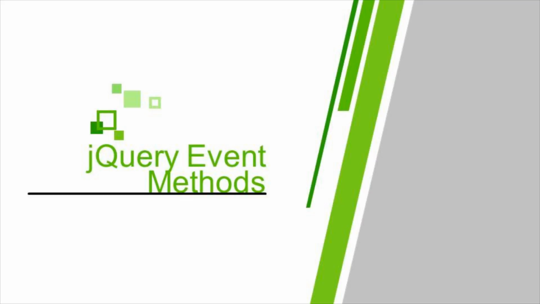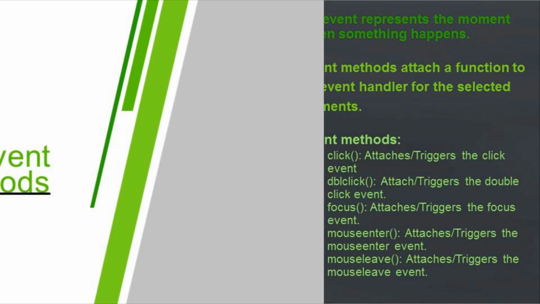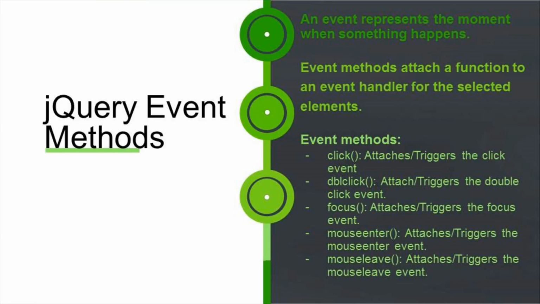Okay, so let's talk about the jQuery event methods. An event represents just the moment when something happens on your web page. It mostly describes when your user is interacting with your web page. For example, let's say you have a single button on your web page, and when the user clicks or interacts with that button, you want some information to be sent to your database or your server.